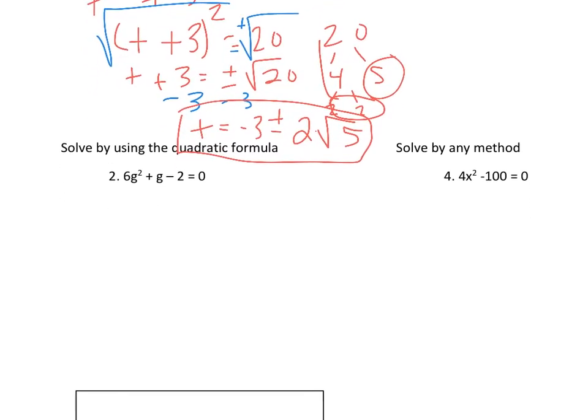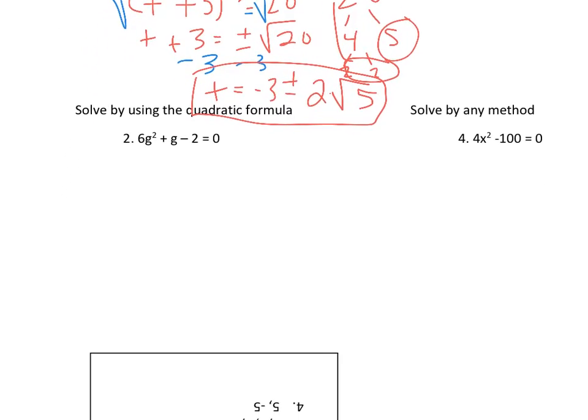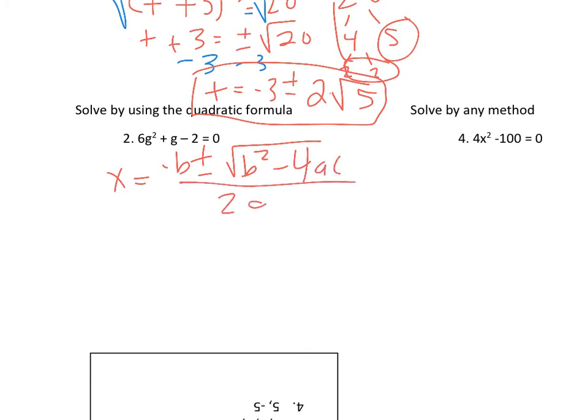Okay. Next question uses the quadratic formula. Oh boy, is it time to start singing here, guys? Because before we do that, we need to know our formula, and that of course is x is equal to the opposite of b plus or minus the square root of b squared minus 4ac, all over 2a. And then we just substitute.